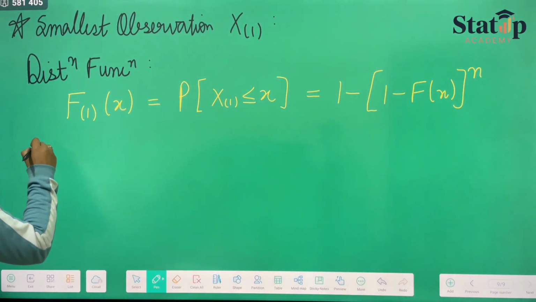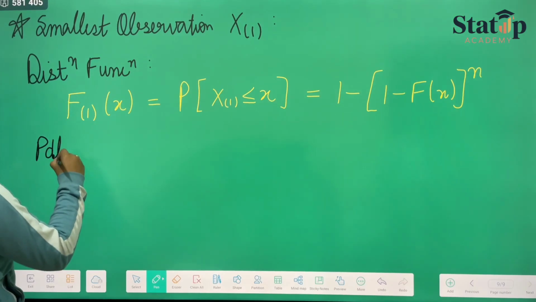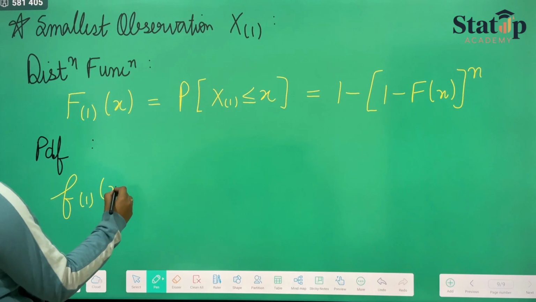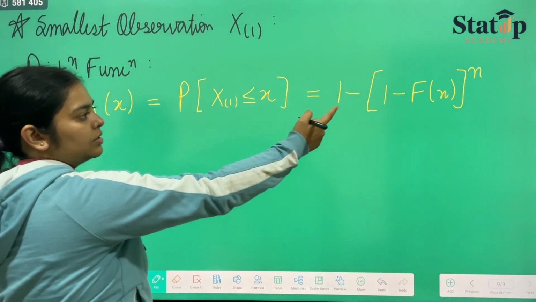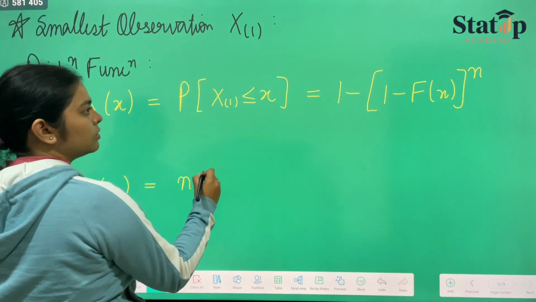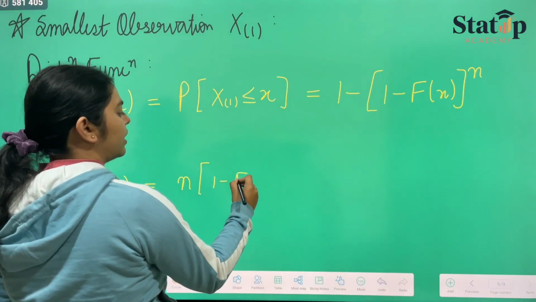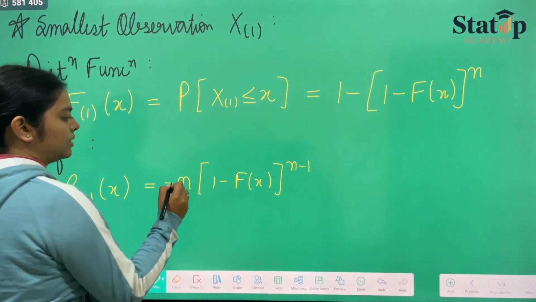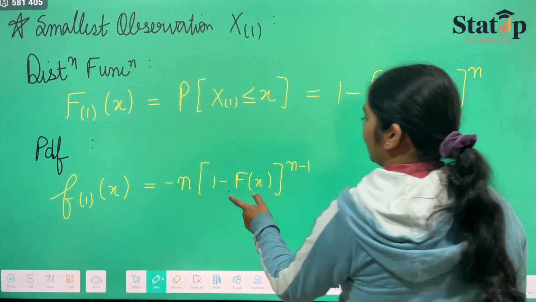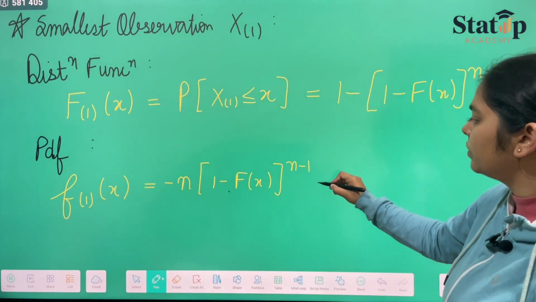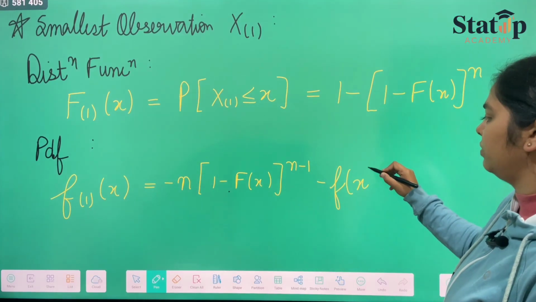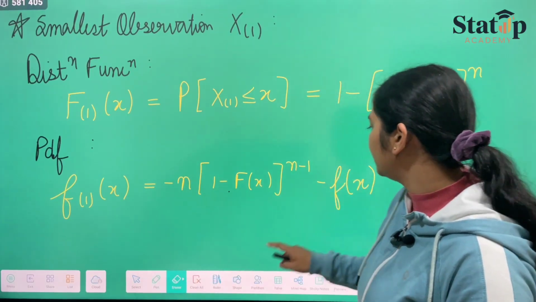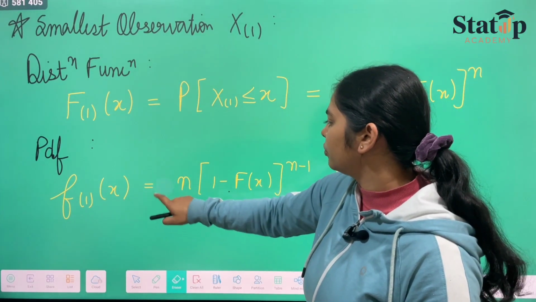If I tell you about the PDF of the smallest observation, it will be denoted by f1(x), which is the differentiation of this. It will be n times 1 minus Fx raised to the power n minus 1, with the minus sign. But if we differentiate capital Fx, it will also come with a minus sign, minus small fx. So this minus and this minus will cancel, and we'll get our answer as positive only.